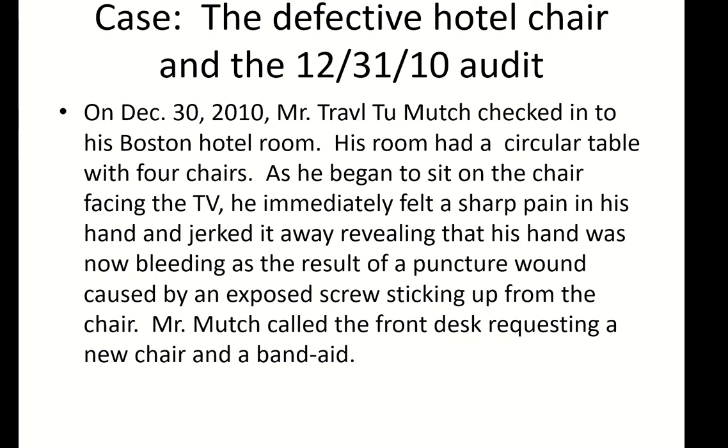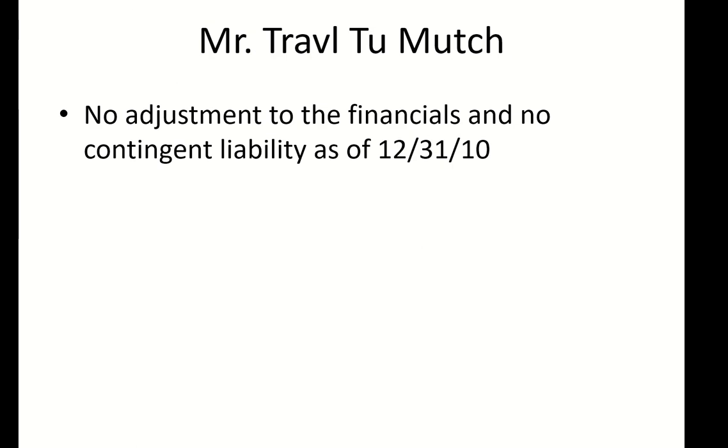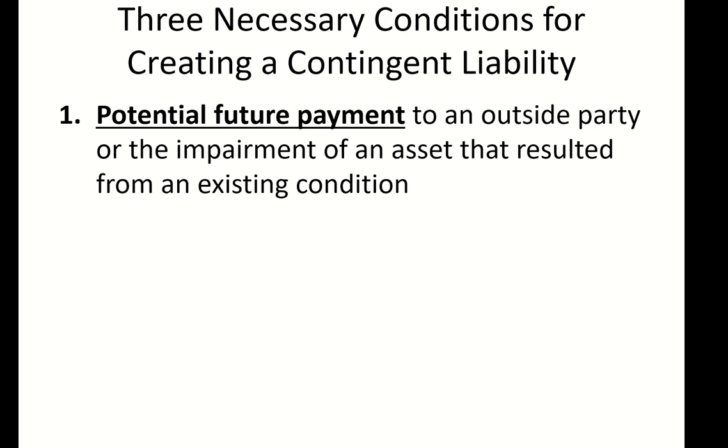And so how do you think this is going to play out? Do we have a lawsuit on our hands? Should we be accruing for a contingent liability? How should this accident affect the hotel's 12/31 financials? Because this was a day before 12/31. No adjustment to the financials, no contingent liability. So he didn't say, I'm going to sue the company, right? He just said, I got hurt, I need a new chair, and they promised to make it right.